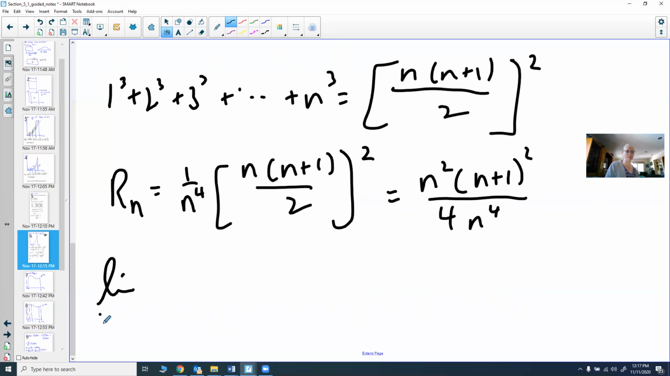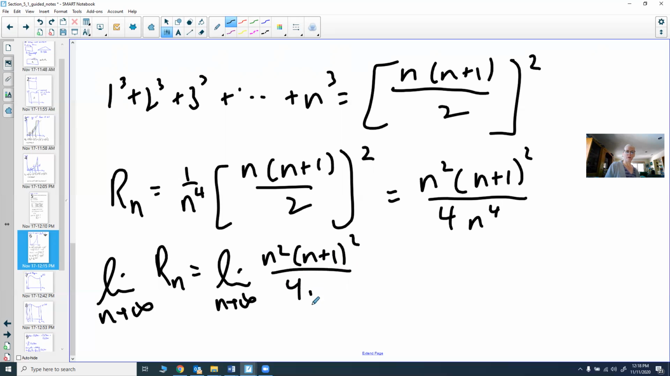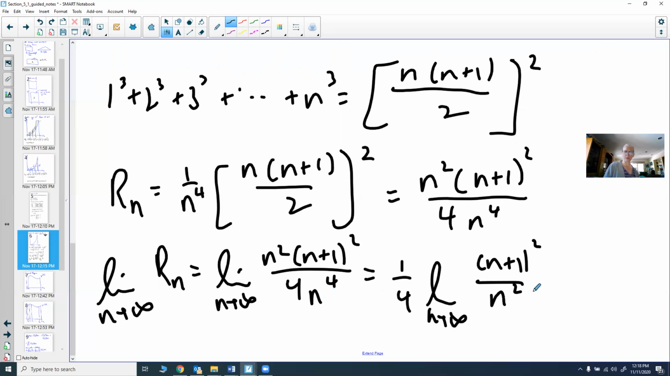So if we want to find this limit as n goes to big, remember we're going to let n get really, really big. We're going to let n keep going bigger and bigger, and we saw it got a better and better estimate. So it's the limit as n goes to infinity of n squared times n plus 1 squared over 4 times n to the fourth. If we can find out what this limit is, we would know what the answer is. Well, the 1/4 can come out, so we'll bring that out. The rest of this can't because it all involves n's. So we've got n squared over n to the fourth, which is 1 over n squared, over n squared.